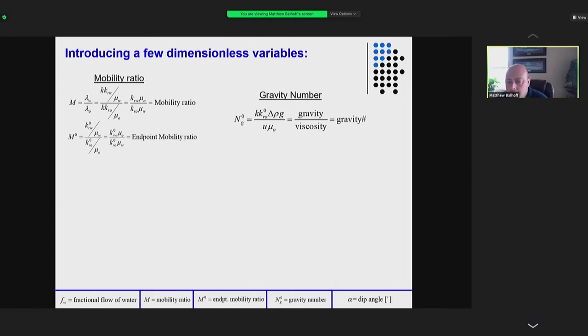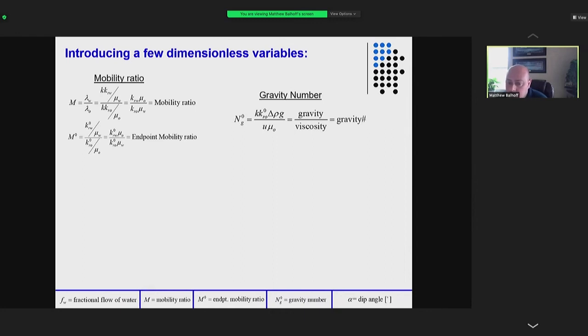And on the top, you've got the effect of gravity, which, not surprisingly, is the difference in densities. So hypothetically, if oil and water had the same density, then that numerator would be zero and you'd have no effect of gravity. But if the water density is much higher than the oil density, then that number could be big. And you can see that also in the numerator is the permeability and the endpoint relative permeability. In the denominator is the velocity and the viscosity.